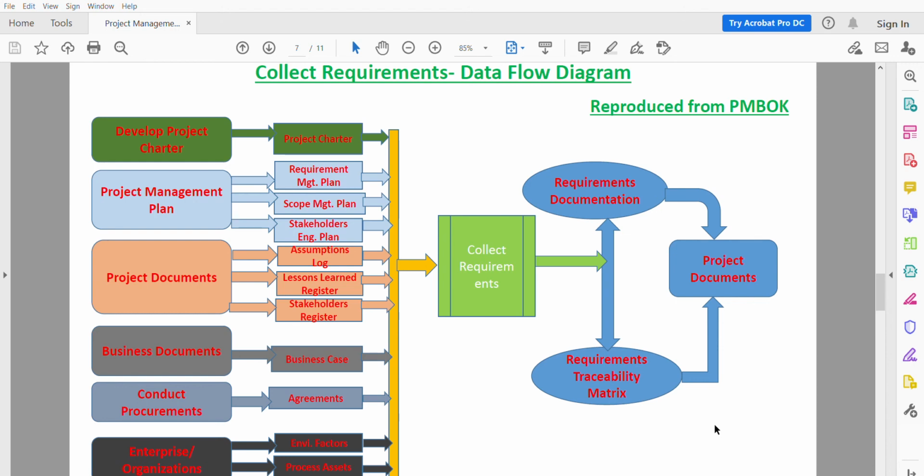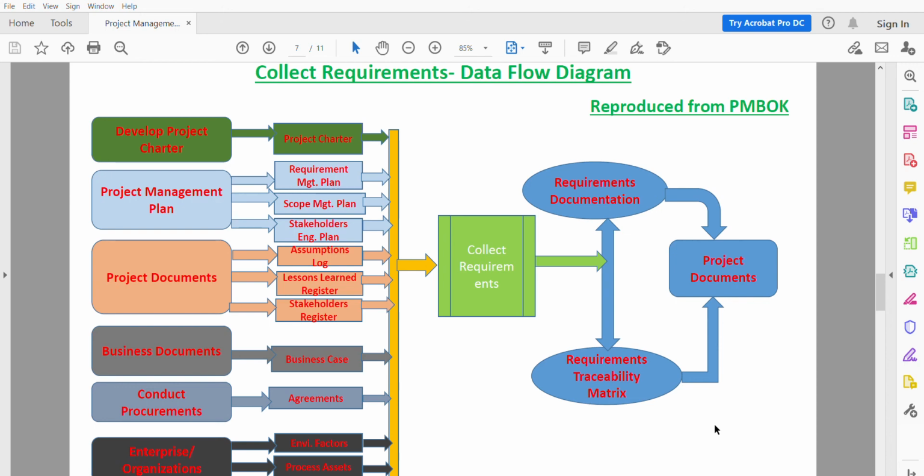The tools used in this process are the expert judgment, and we talked about this, data gathering. Data gathering actually could be done by brainstorming, interviews, focus groups, questionnaires and surveys, benchmarking, and data analysis, which include document analysis. And the fourth tool is decision making. Decision making, actually, there are three types of decision making. So it could be by voting, autocratic decision making, multi-criteria decision analysis.